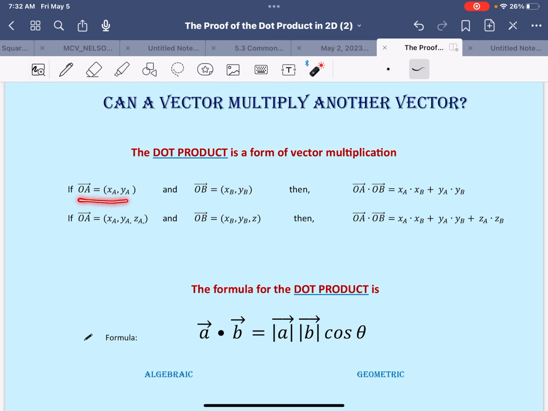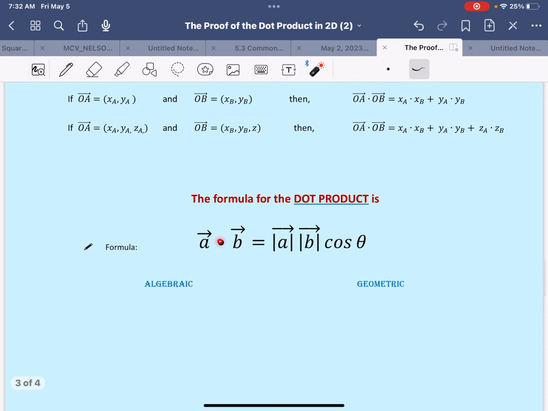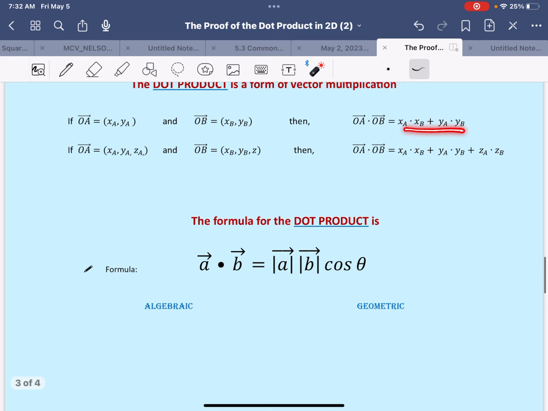So if vector OA in 2D has the coordinates xA, yA, and vector OB has coordinates xB and yB, then the product OA times OB would be x of A times x of B plus y of A times y of B. And in 3D, we have to take care of the z coordinates as well. So we add the product zA, zB. The formula for the dot product, that's exactly what we call it, because vectors can be multiplied in two different ways. And this form of multiplication is the first form of multiplication we look at.